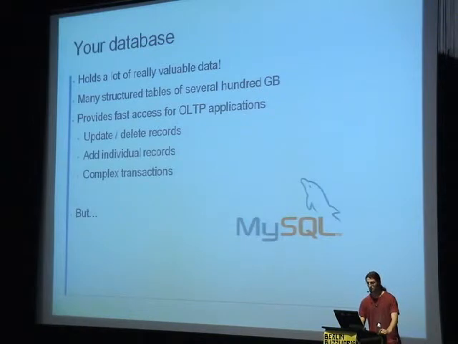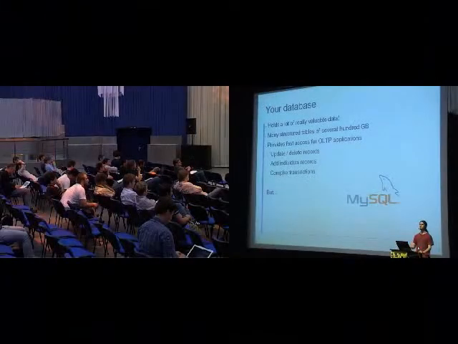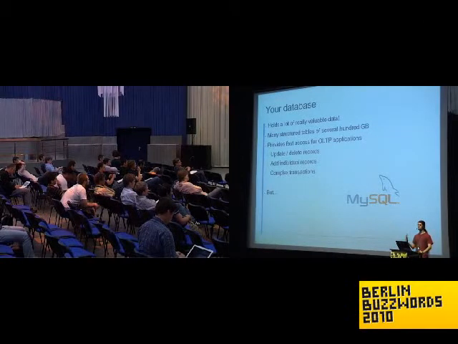So databases have been holding an awful lot of our valuable data for the past 10 or 15 years. In an online database, you might have structured tables of up to several hundred gigabytes of information. And these sorts of database tables allow us to do a great many really useful things. Individual records can be updated, deleted, modified. New records can be added one at a time. And all these operations can take place in very complex transactions, where we want to ensure that various invariants are maintained over the lifetime of the data set. And we don't ever want to violate those constraints, even for a minute.